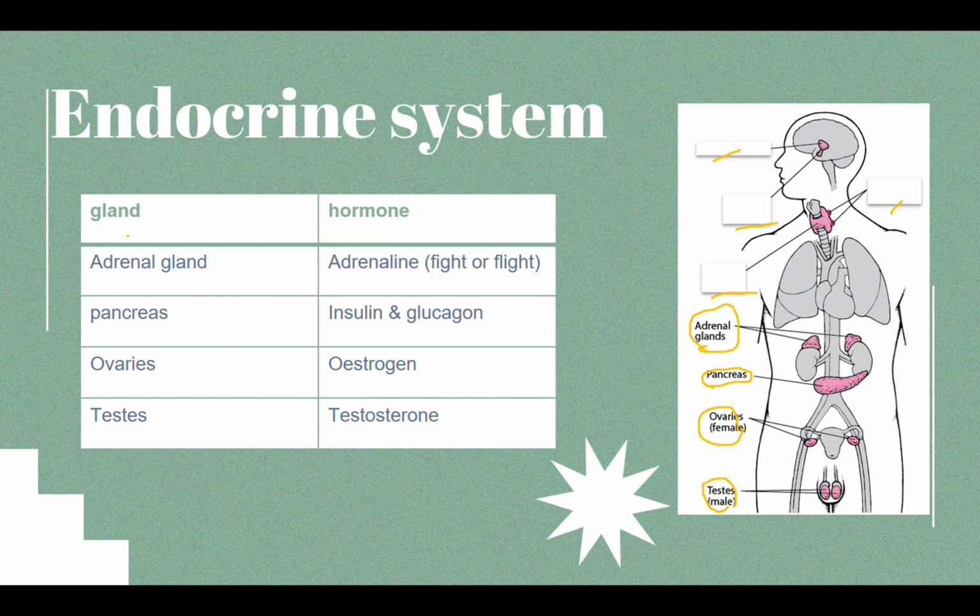Now you need to know the gland and what hormone it releases. The adrenal gland releases adrenaline, which causes fight or flight mode to be turned on in your body, and certain consequences will happen due to this hormone. We have the pancreas. The pancreas is responsible for releasing two hormones, insulin and glucagon. Now glucagon is only for extended students. If you're not extended, then you don't need to know that. Ovaries release estrogen, and testes release testosterone.